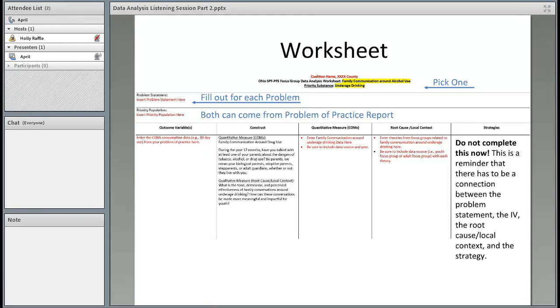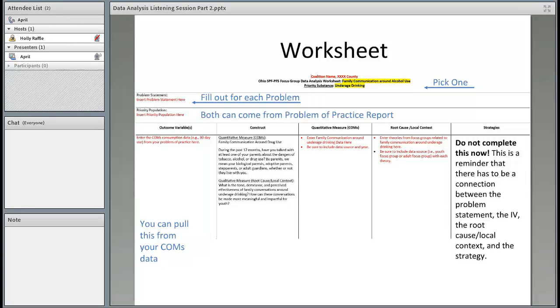Then in this first column, you can enter the comms consumption data from your problem of practice. This can be pulled directly from your comms data. And the point of having this column here is to link your problem statement and priority population to your consumption data, so you know what's happening in your community at this point. And we've completely filled in the next column for you.